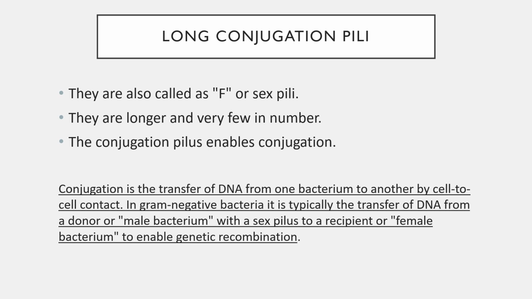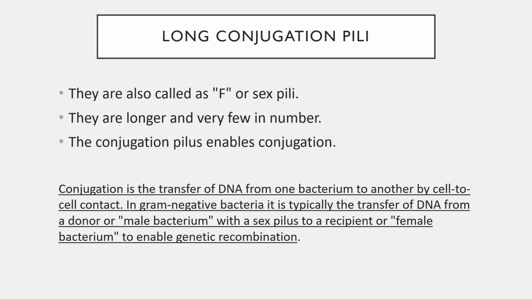Alright, so what happens in this conjugation? Conjugation pili enable conjugation. So conjugation is the transfer of DNA from one bacterium to the other by cell to cell contact. So two cells come in contact with each other with the help of these pili, and they will help in the transfer of the bacterial DNA or the F plasmid, that is the fertility plasmid, from one donor bacterial cell to the other recipient cell.